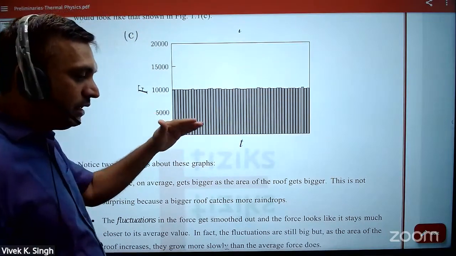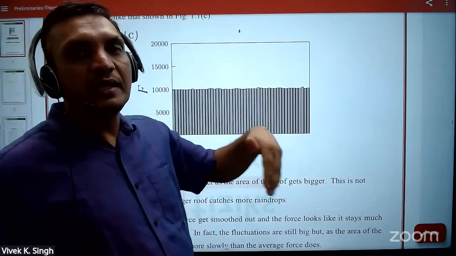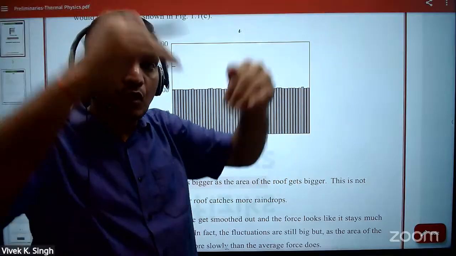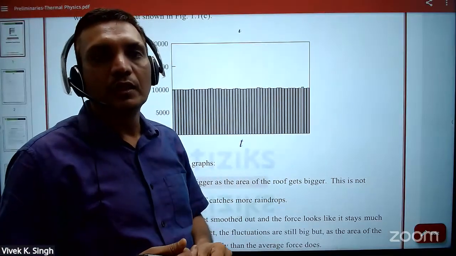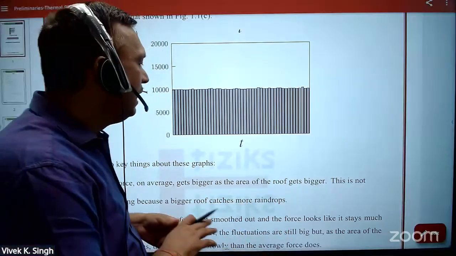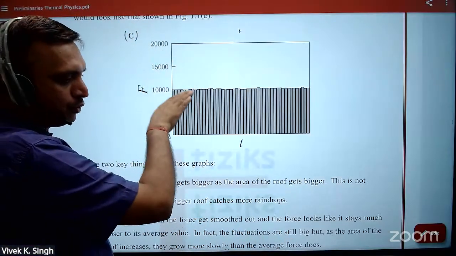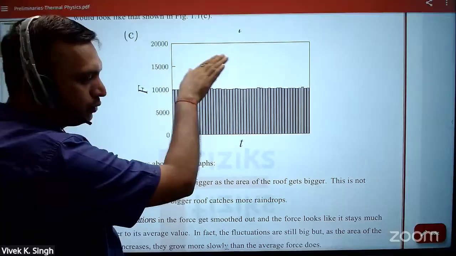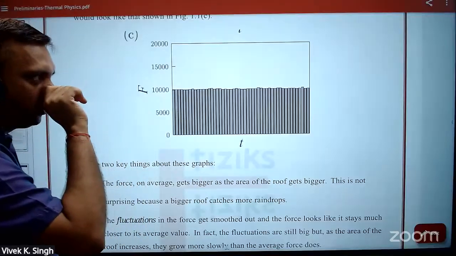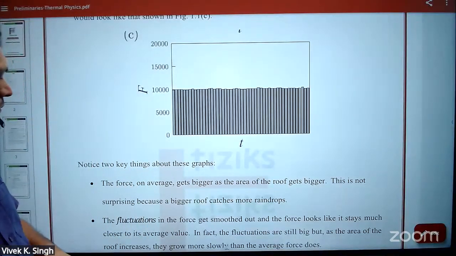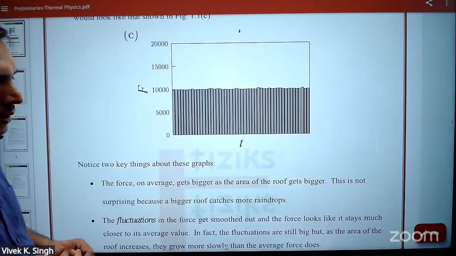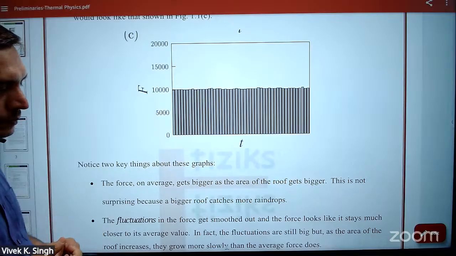It means in this case, if you keep on increasing the area, more and more raindrops will fall on the roof and the fluctuations will be smoothed out, and it will be almost equal to the average value. Yes or no? In the second case, the fluctuation is smaller. Is it clear?